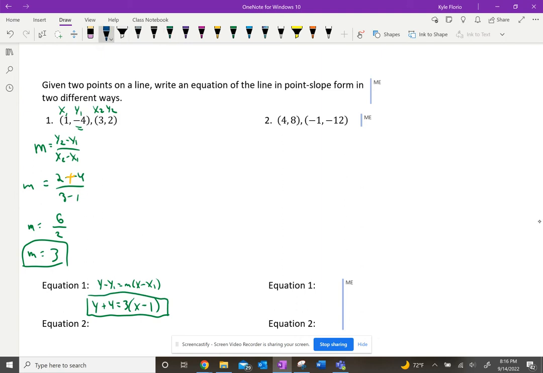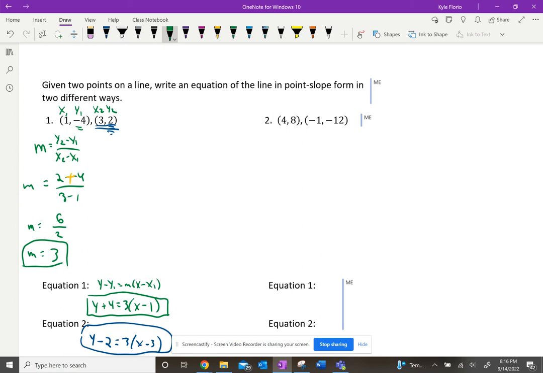I'm going to do the same thing now, but I'm going to use this point instead. 3, 2. So y minus y2 in this case is going to be y minus that 2 right here. And then the slope is still 3. And then x minus the x coordinate. And that's it. Okay.